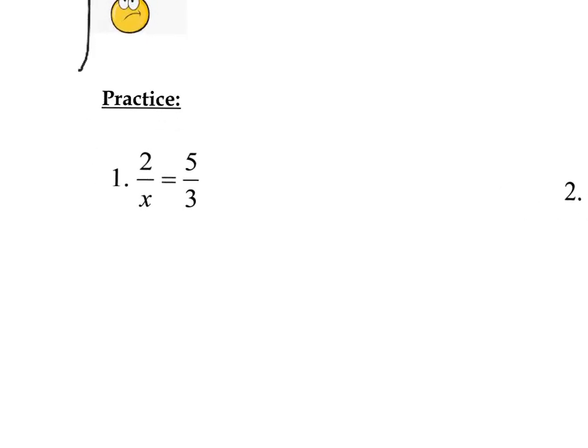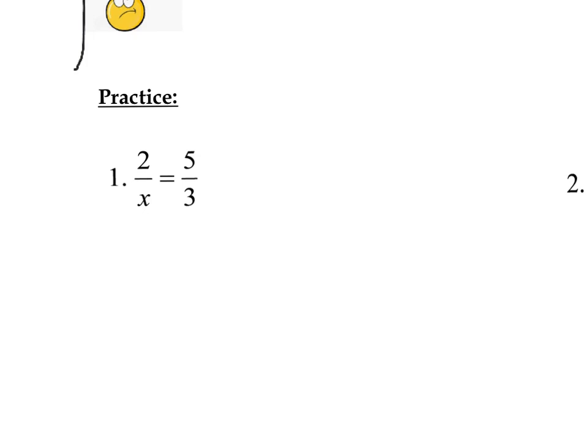So question number 1, I have 2 over x equals 5/3. So let's take a minute and solve this problem. So first thing, I will cross multiply. Okay, so cross multiply, I always draw this. So 5 times x is 5x, and 2 times 3 is 6.